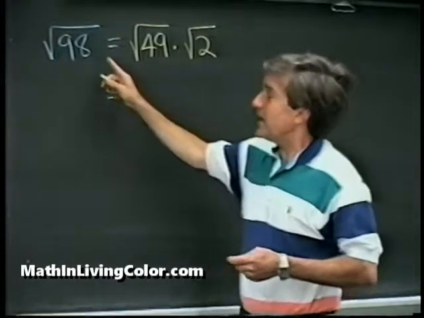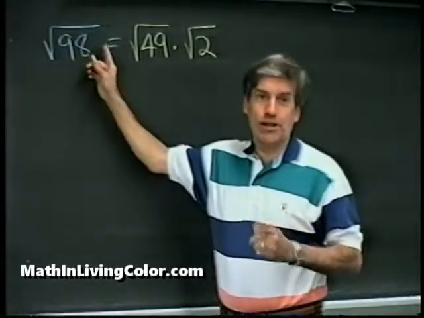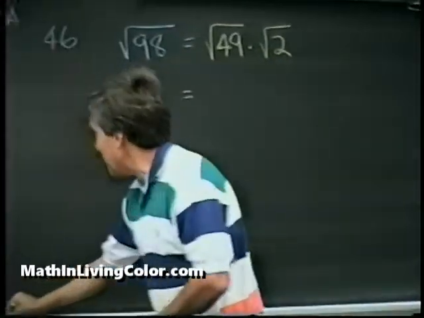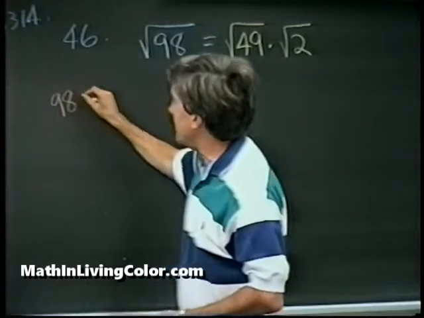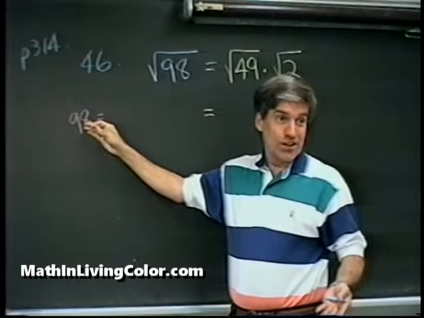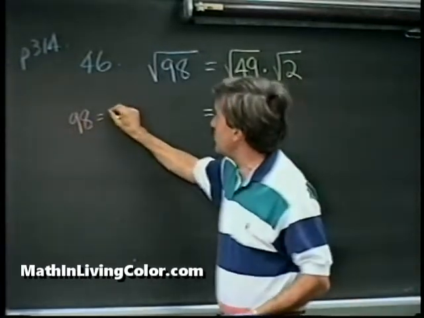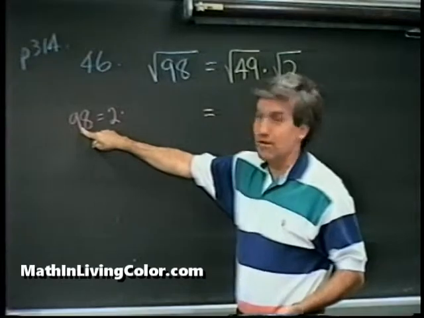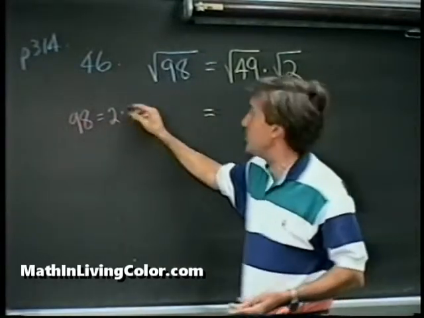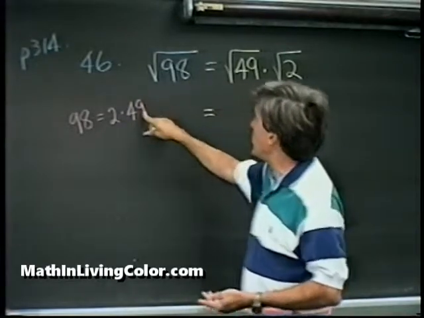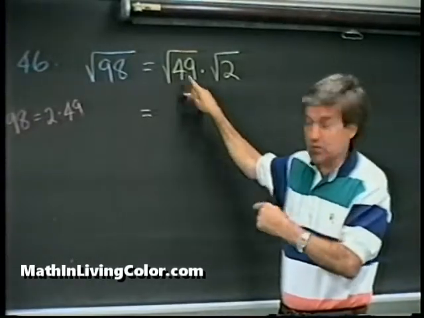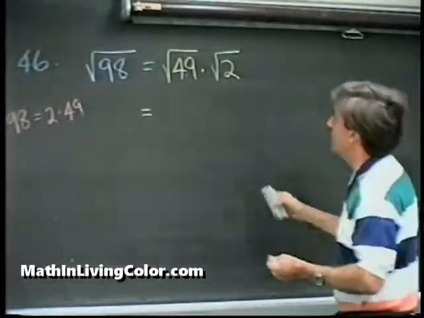Now, I also want to mention, if you couldn't think of 49, you can take 98 and break it down any way you can think of. What number goes into 98 that you can see obviously? 2 goes into 98. Divide 98 by 2, and you'd get 49. That's the other number, 49. Put the 49 first because that's a perfect square. Put the perfect square number first, and then put the other number second.